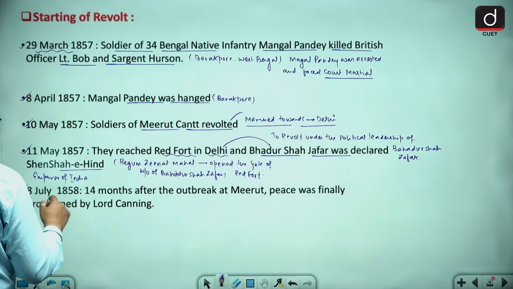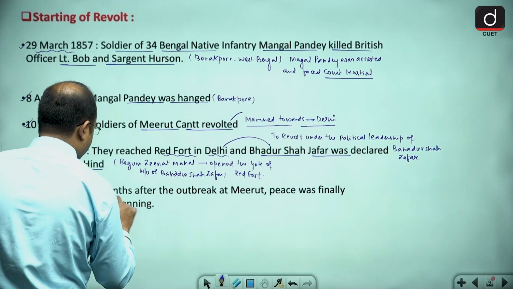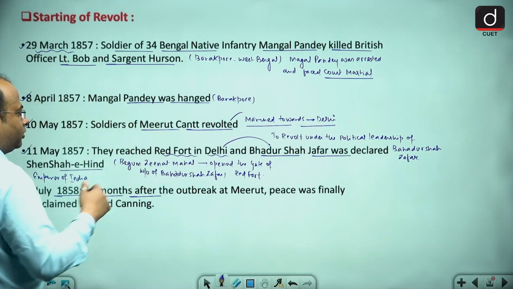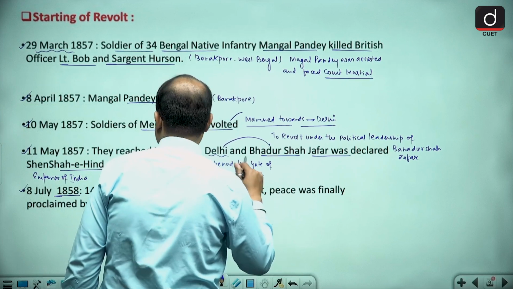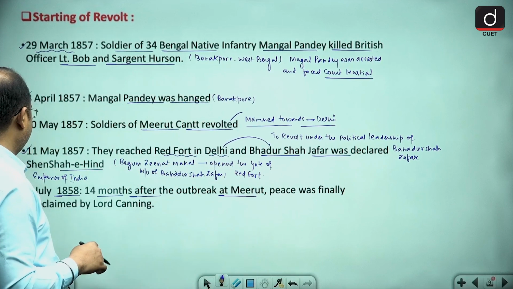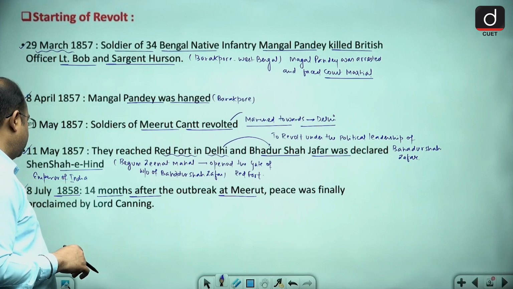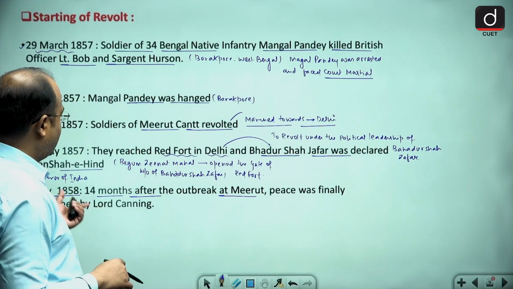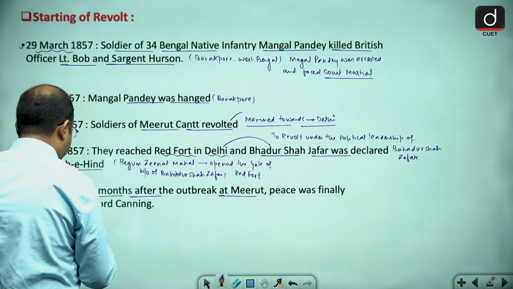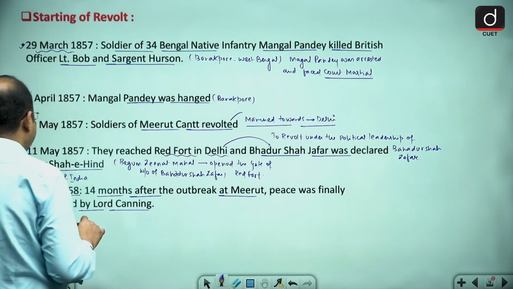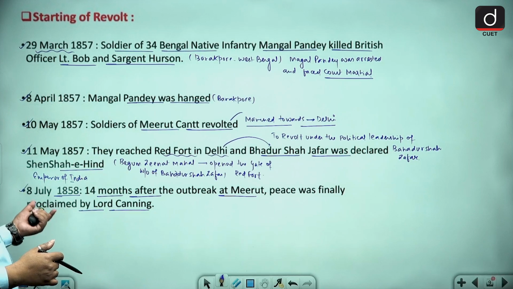Now guys, on 8th July 1858, after 14 months of the outbreak of the revolt at Meerut, which started on 10th May 1857, peace was finally proclaimed by Lord Canning. Lord Canning said that now finally peace is being proclaimed and the revolt is successfully suppressed.